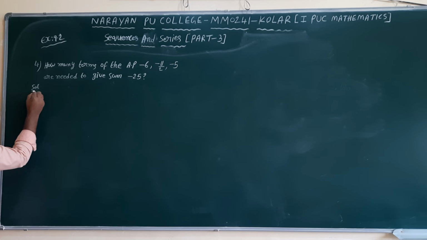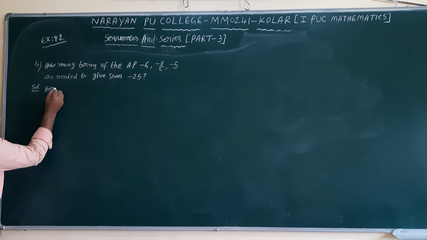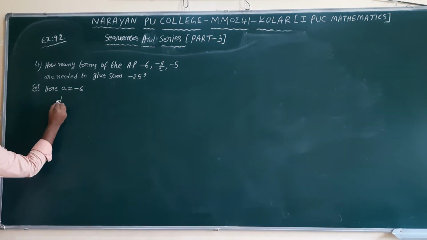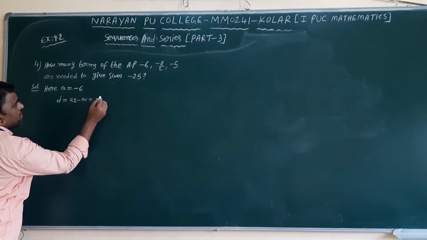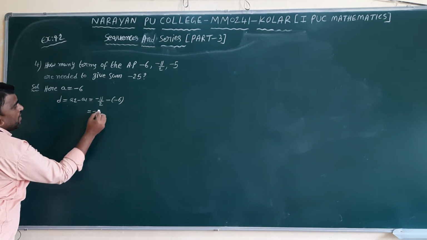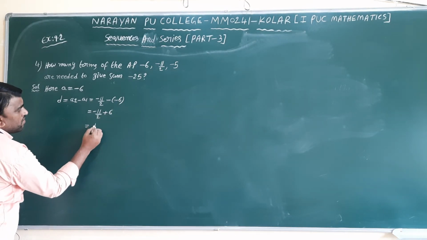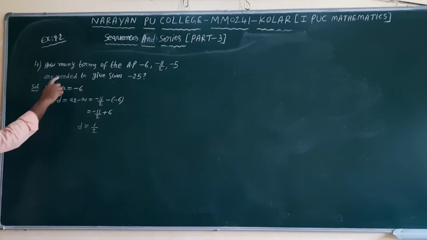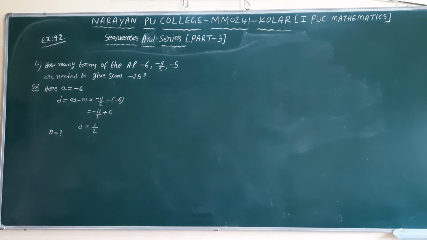So AP is nothing but what? Difference is the same. First term is A. Here A value is minus 6, first term. Common difference D equal to A2 minus A1, so second term minus first term. Minus 11 by 2 minus of minus 6, that is minus 11 by 2 plus 6. Take LCM: minus 11 plus 12, 1 by 2. That is the D value. A value we know and D value we know. How many terms are needed? The n value, the number of terms, is asked.